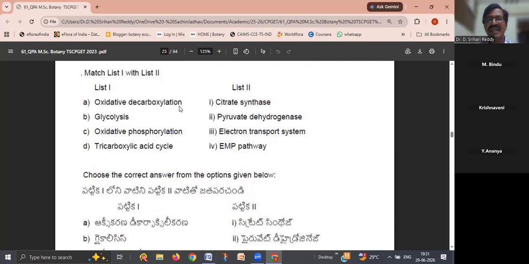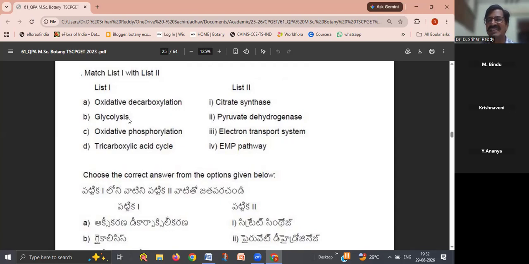The end products of glycolysis are pyruvates. Two pyruvates are produced after glycolysis. From one glucose, after glycolysis, two pyruvates or pyruvic acids are produced, and they undergo oxidative decarboxylation with the help of the enzyme called pyruvate dehydrogenase. So A is connected to 2 here.